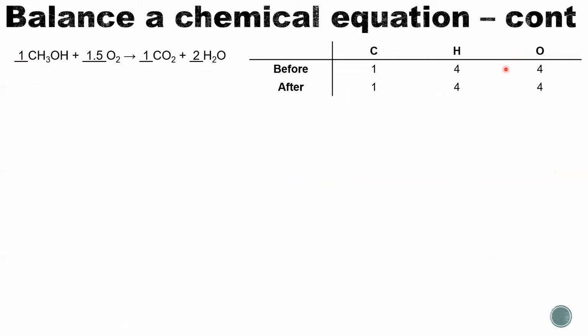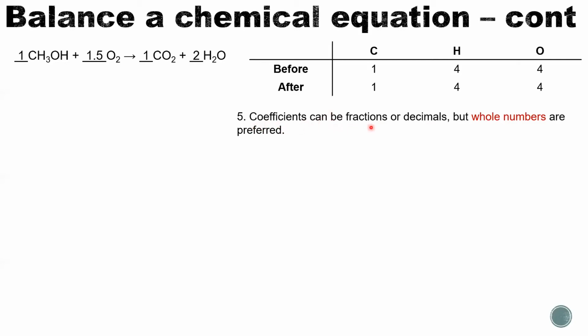So that's great. I mentioned the decimal coefficient before. The coefficient can be fractions or decimals, it's fine. Theoretically it works. But whole numbers are preferred. So now we have 1.5. We want to make the smallest whole number it can turn into. So we can change all coefficients at the same time. Multiply everything by 2. Then 1, 1.5, 1, 2 become 2, 3, 2, 4.